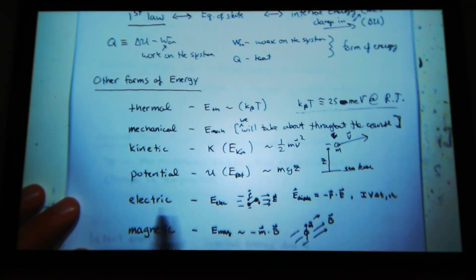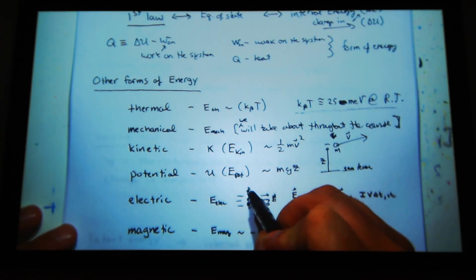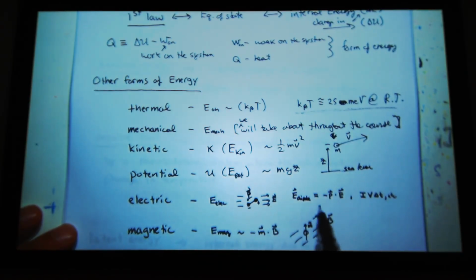This mechanical, kinetic, and potential is all related to what you've done in freshman physics. Then the other form of energy is electric. If I have a plus and minus charge, a dipole, I can give it a dipole moment. In an electric field, there's going to be energy associated with that dipole. I could also write IV delta T. IV gives me the power for electric current running through a circuit, and if I multiply that by the time that the current flows, I get an electric energy.